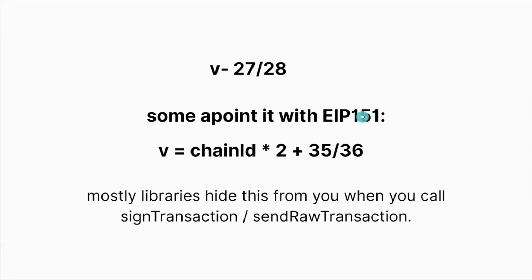V can be whatever we want, 27 or 28. Most chains calculate it with chain ID times 2 plus 35 or 36. And they hide from you how they choose it in the signed transaction. And usually they put something in the signed data in order to tell the recover function where it comes from, in JavaScript, Python, or some other language.